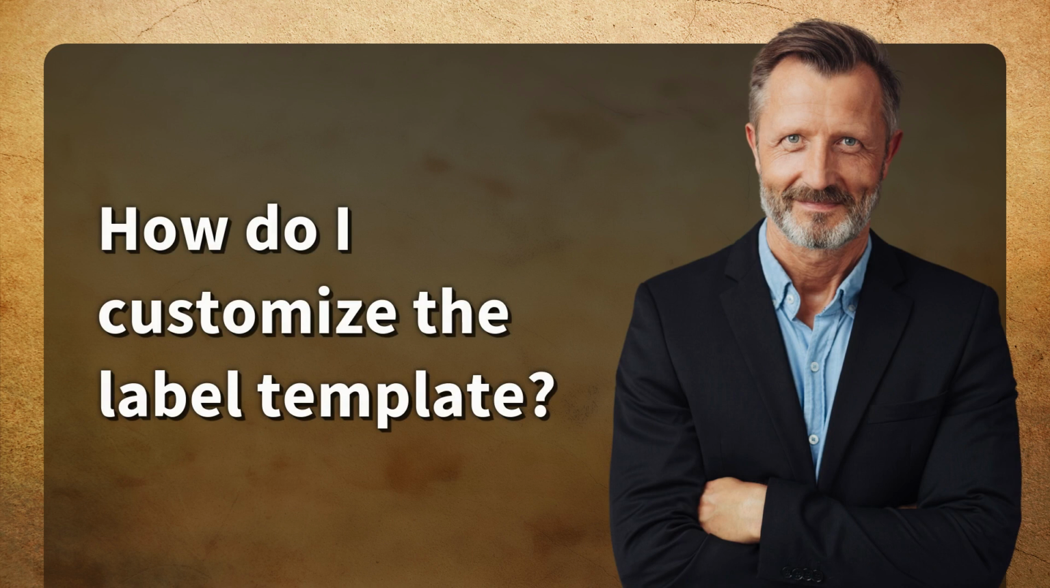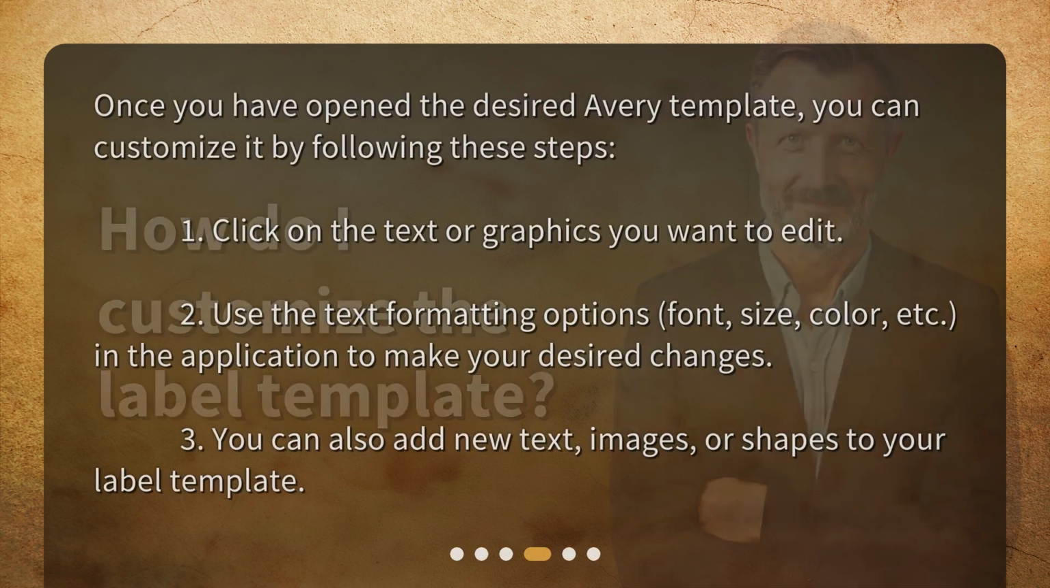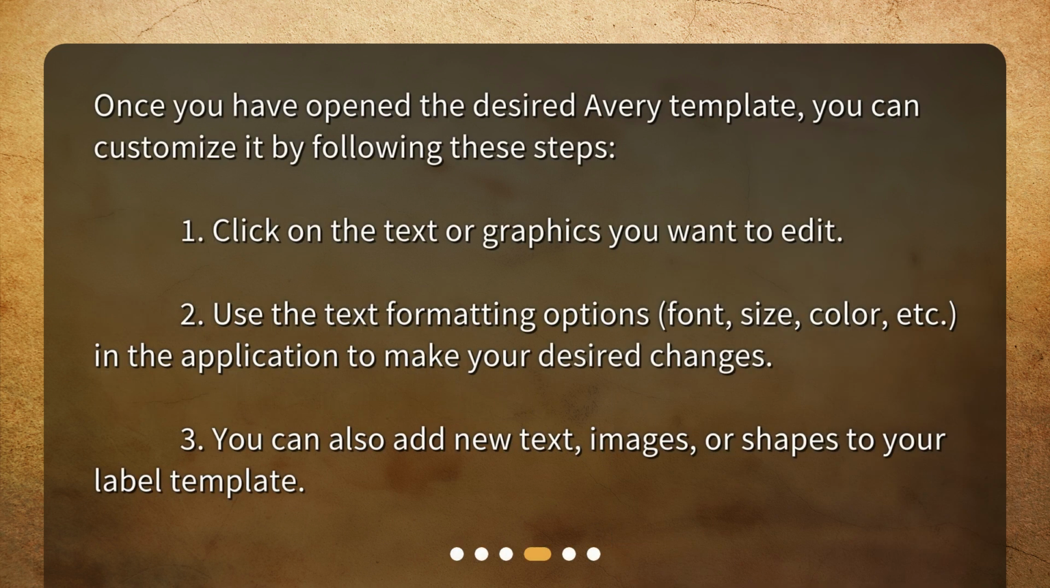How do I customize the label template? Once you have opened the desired Avery template, you can customize it by following these steps. 1. Click on the text or graphics you want to edit. 2. Use the text formatting options, font, size, color, etc. in the application to make your desired changes. 3. You can also add new text, images, or shapes to your label template.